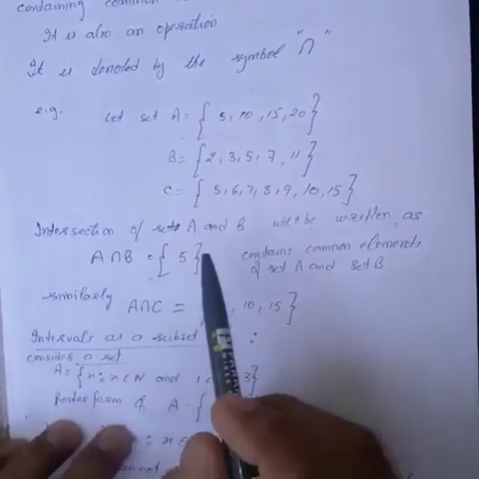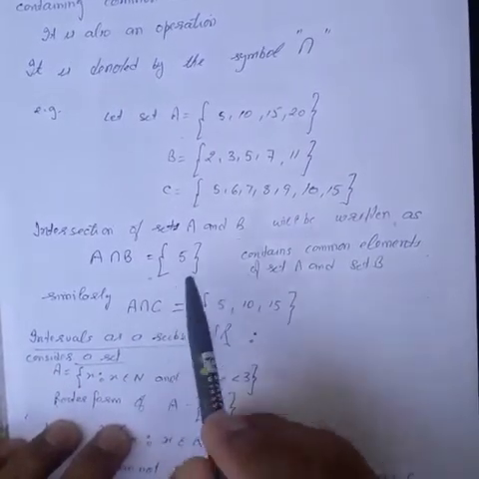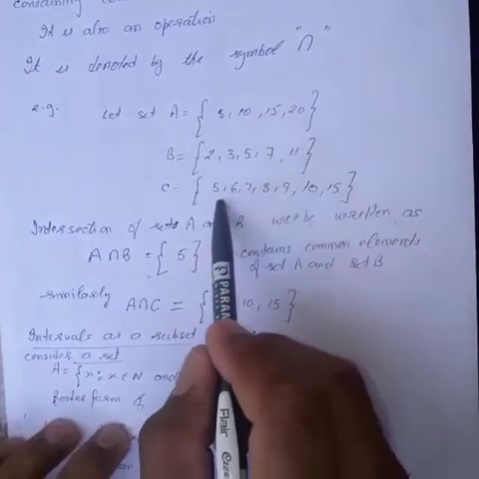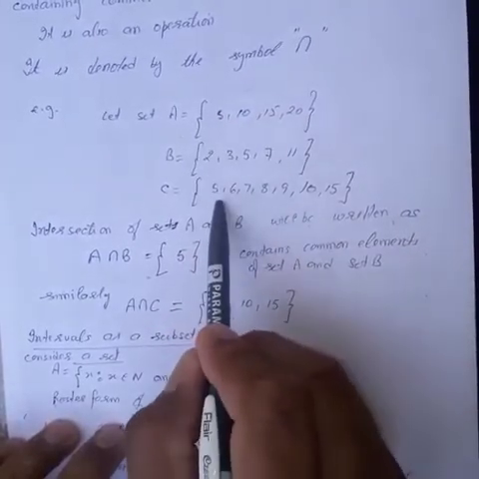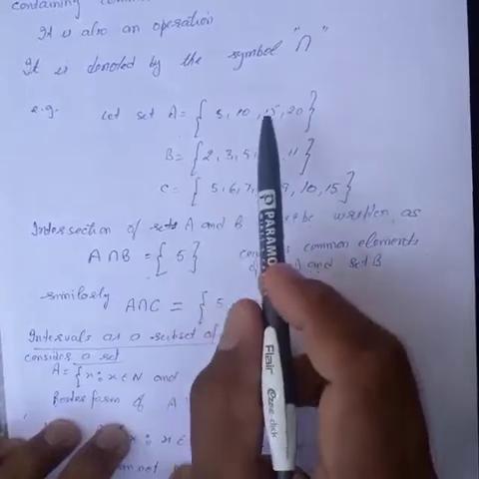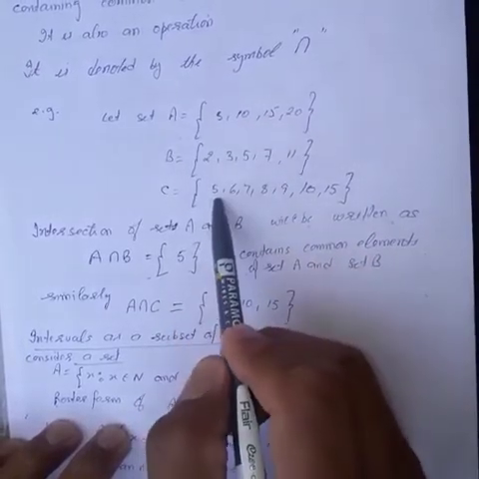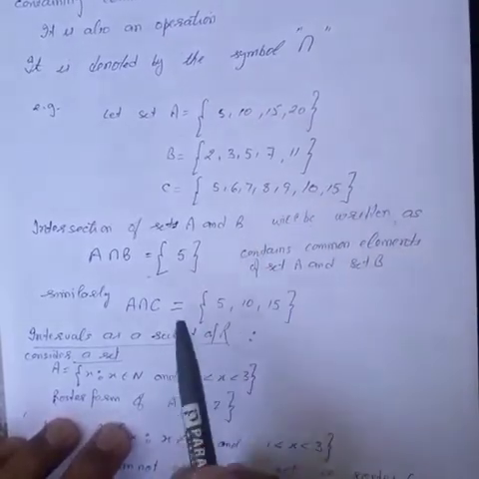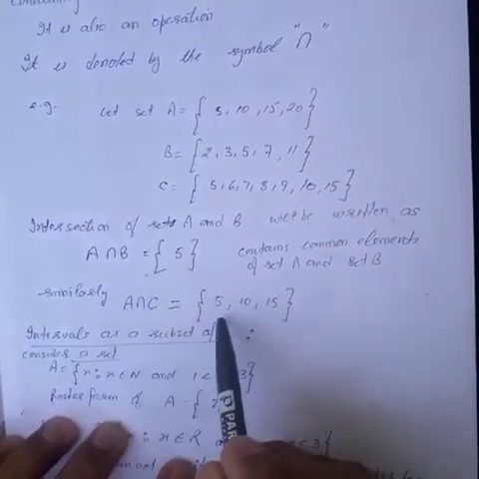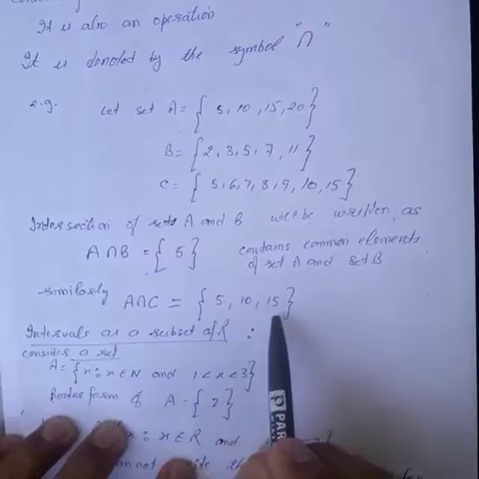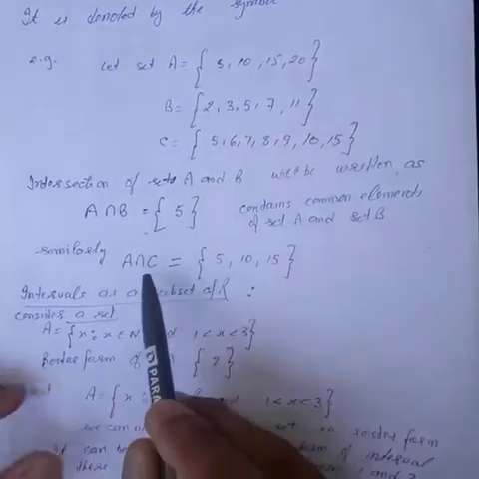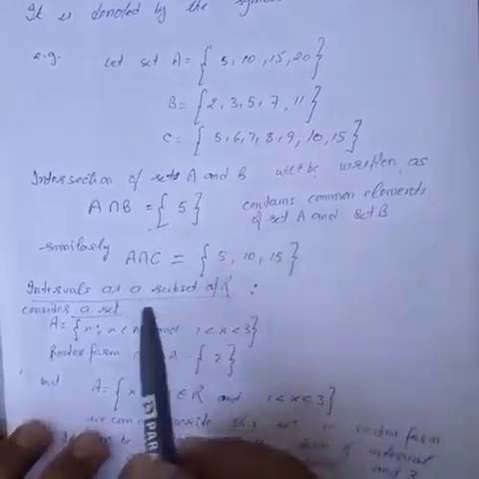Similarly, try to find A ∩ C. Observe the elements of A and the elements of C and try to find the common elements. Common means those present in A as well as in C. So first 5, then 10 and 15. So write down the set A ∩ C containing elements 5, 10 and 15. Write it in the form of a set. So this is the intersection of sets.